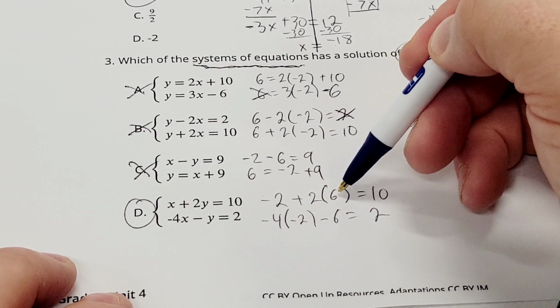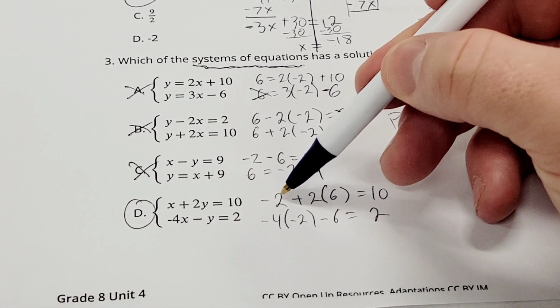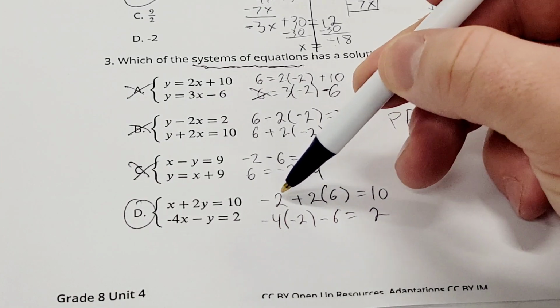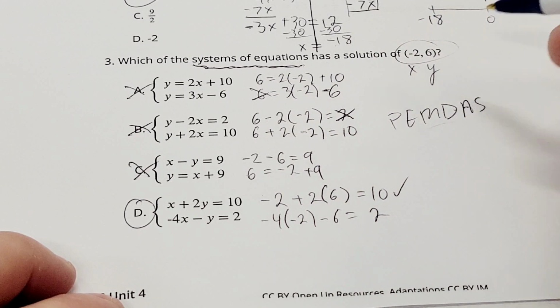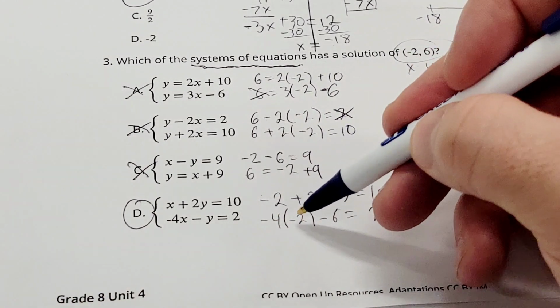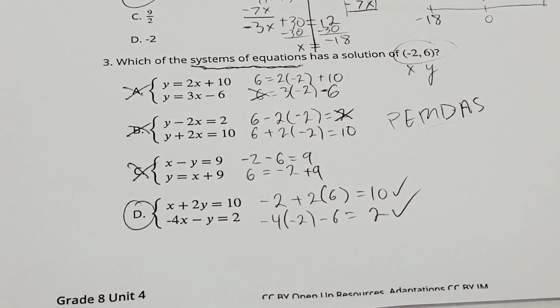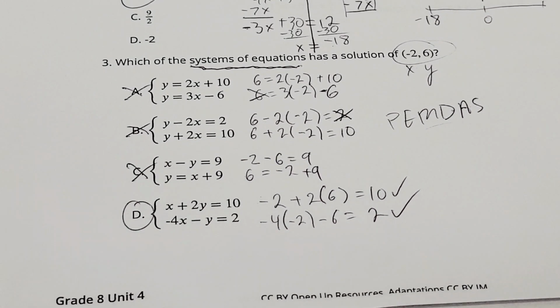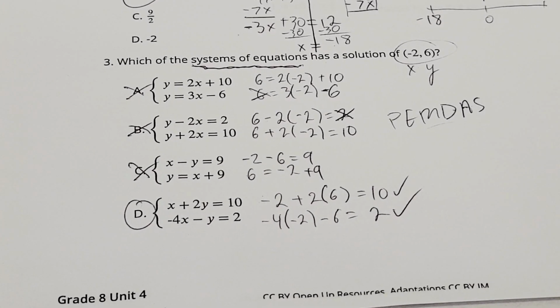Okay, so 2 times 6 is 12. -2 plus 12, remember that's left of 0, moving right over 0, so -2 plus 12 is 10. So that works. -2 times -4 is +8. +8 minus 6 is 2. So that works. Okay. So D is the correct answer.